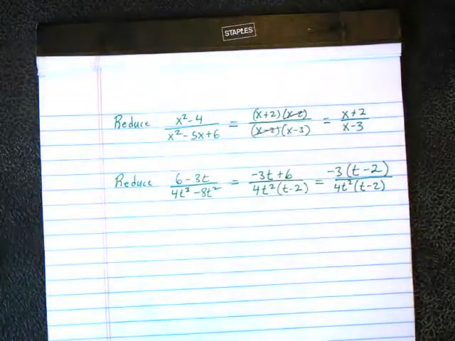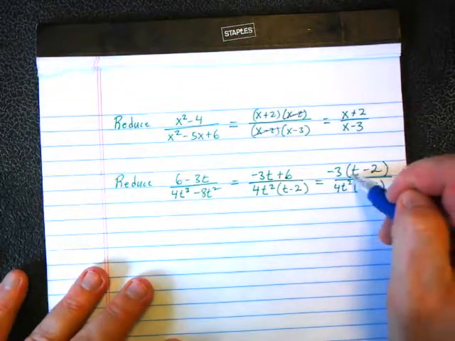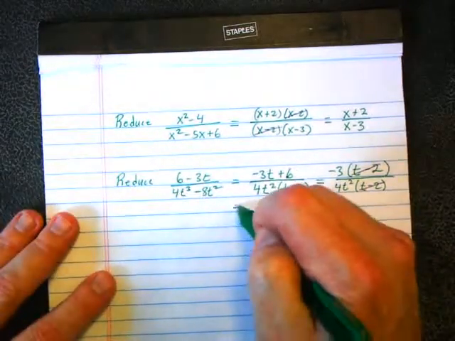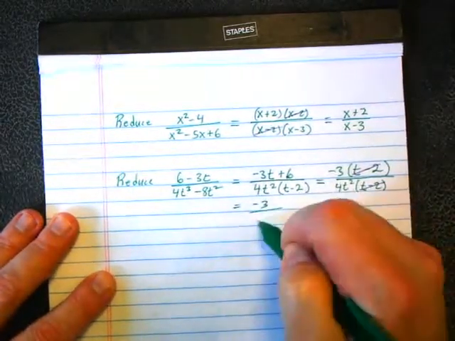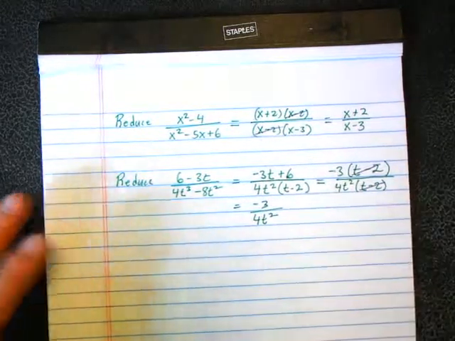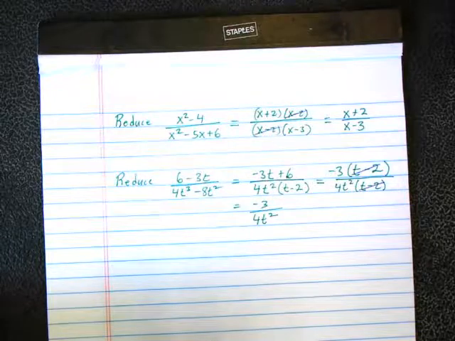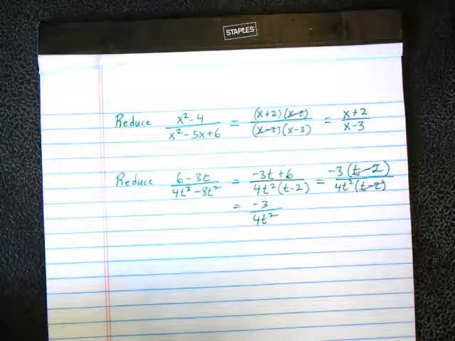Do we have any common factors? T minus 2, those reduce out. So that is negative 3 over 4t squared. Questions on that one?